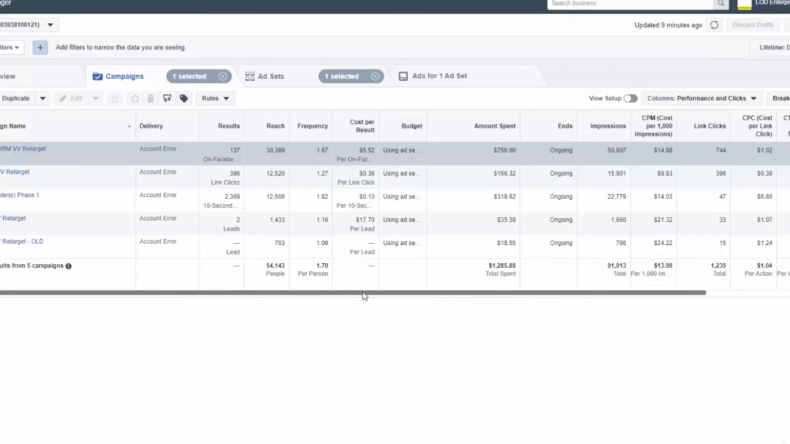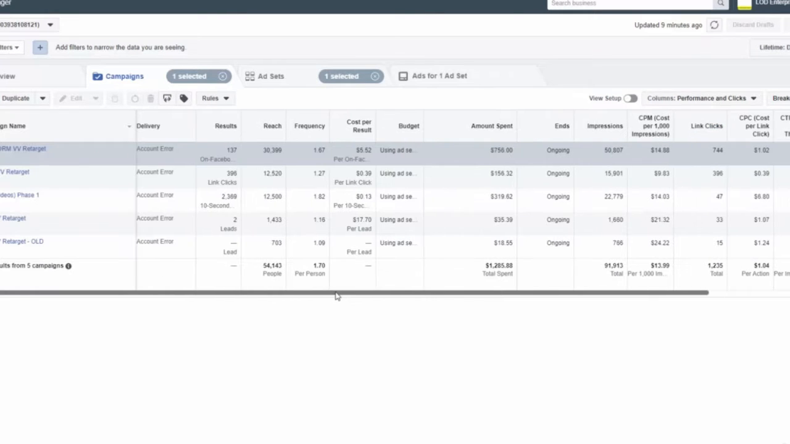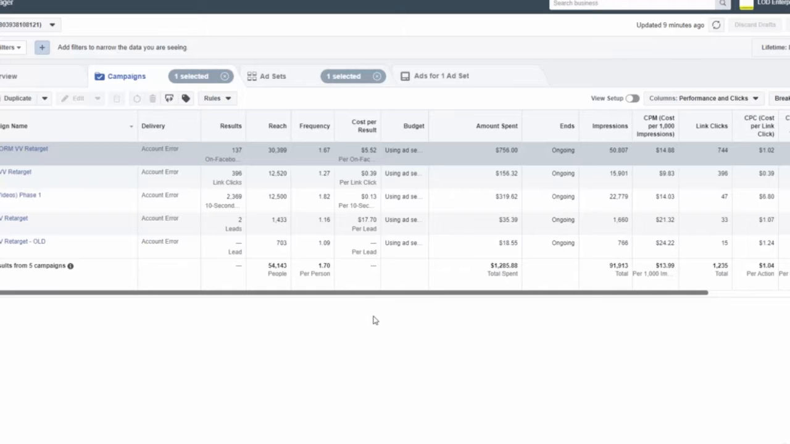Okay, so in this video, we're going to go over the Facebook ad performance metrics. So let's go ahead and take a look at these metrics here, and we'll cover what each one of these means. So here are the results section.